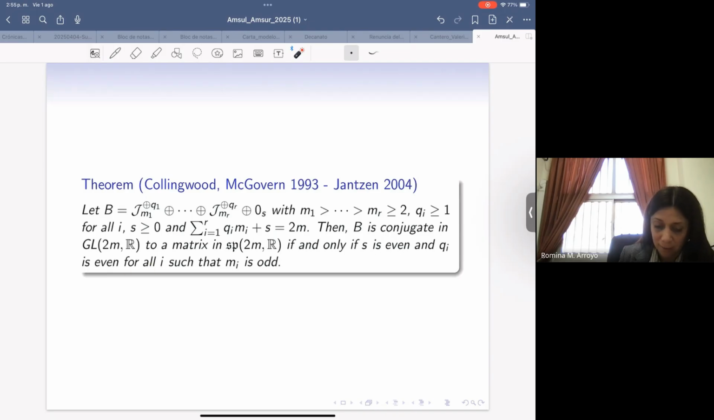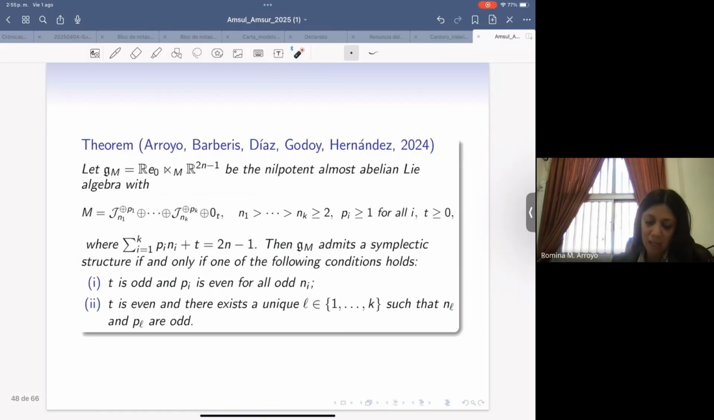but for all i such that m_i is odd. Okay, so there is a relation between B which are complex and B which lie in sp, and later I'm going to tell you how this relation is reflected in one result. So again, we can prove a result analogous to the nilpotent case.